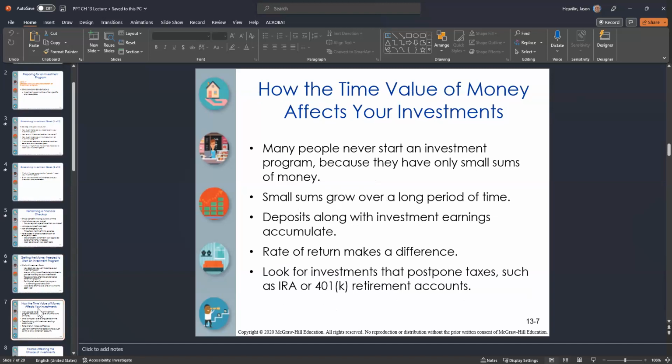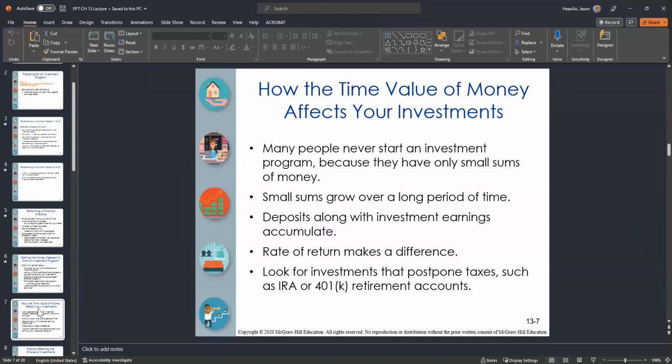How the time value of money affects your investments. Many people never start an investment program because they have only small sums of money. This is a huge mistake, very common. Let's say you just graduated college, so you're making a decent paycheck, but you don't have a lot of disposable income at the beginning. That could be the case. I'm not saying that's going to happen, but it could be. They go like, I can only put aside, while I get my budget straight and my finances straight, I only can afford $20, $30 a month, right? Well, believe it or not, that is what you should do.